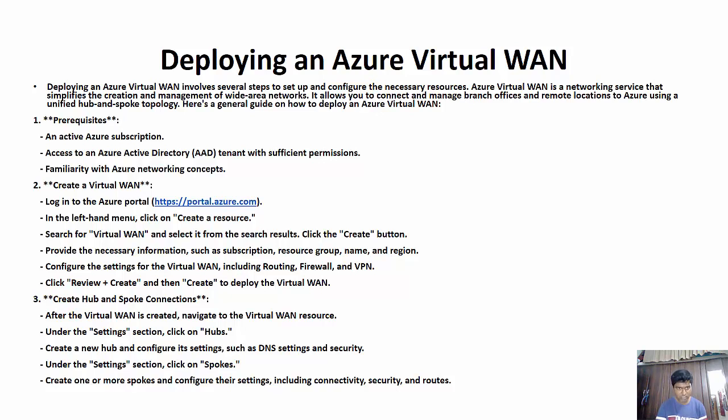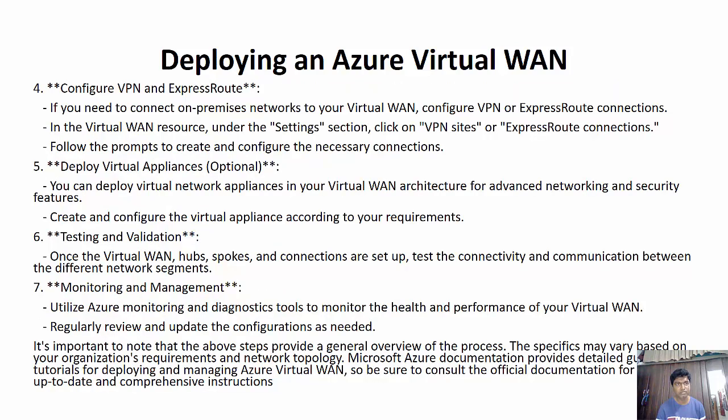Under the settings section, click on spokes, create one or more spokes and configure their settings including connectivity, security, and routes. Configure a VPN and ExpressRoute. Next, you can create an ExpressRoute for connectivity to a data center. If you need connectivity to on-premise networks, you can create a VPN or ExpressRoute connection. In the virtual WAN resource and settings on the left hand side, you can click on VPN sites or ExpressRoute connection. Follow the prompts, create and configure the necessary connections.